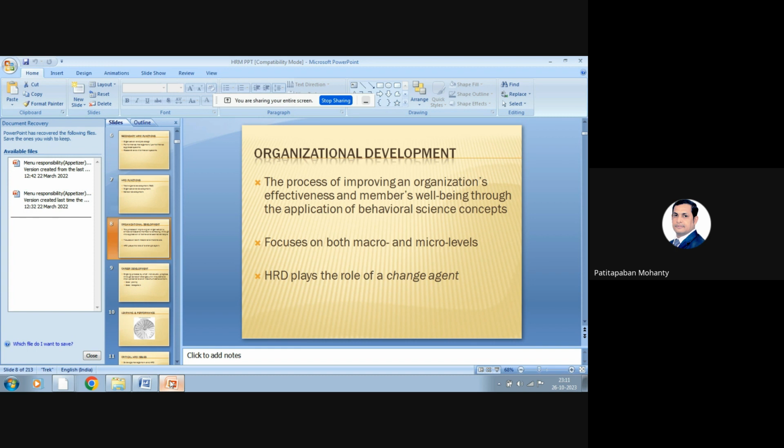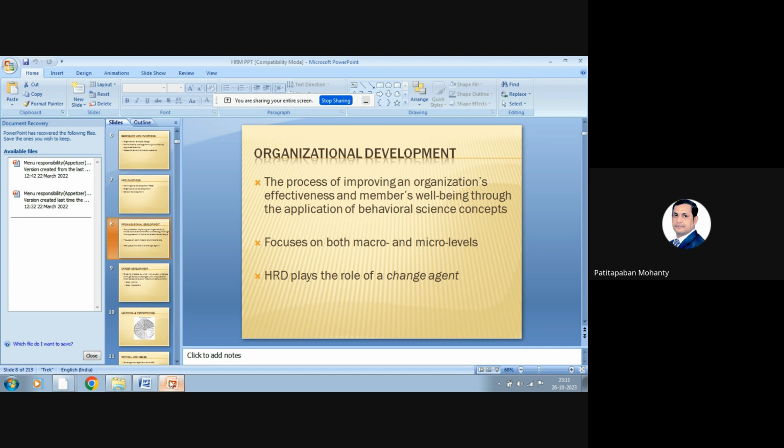Organizational development. What is organizational development? As I described to you, it is the process of improving an organization's effectiveness and, as I have told you, members' well-being through the application of behavioral science concepts, focusing on both micro and macro levels, and HRD plays the role of a change agent. Okay, so in human resource development, when the name development is attached to it, the development is actually a catalyst. It is a change agent. It changes the behavior, it changes the mentality, it changes the awareness level of the person who is going to be trained, or to whom the training is going to be imparted.